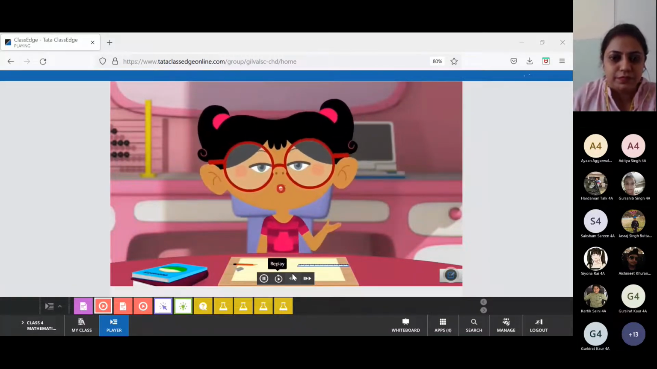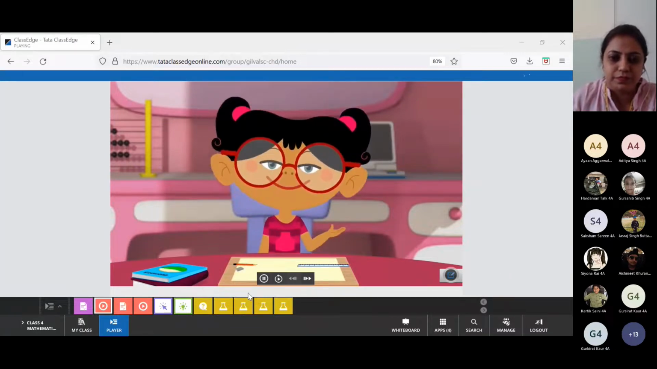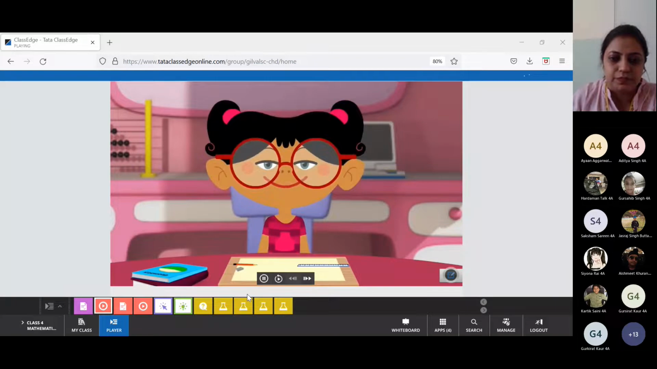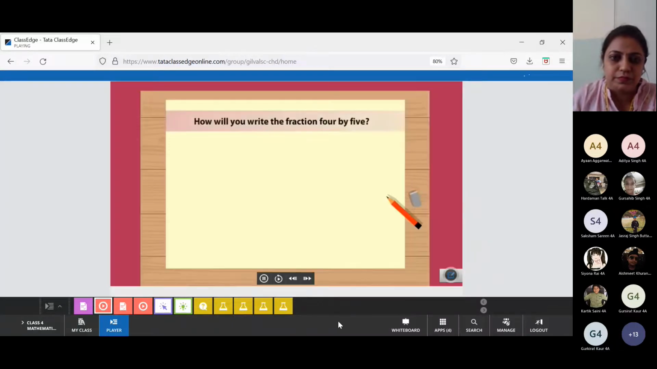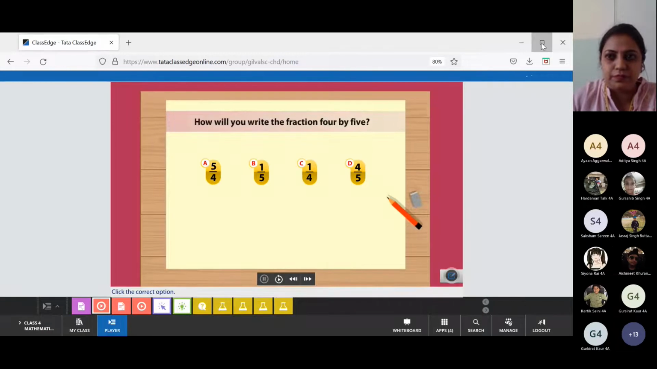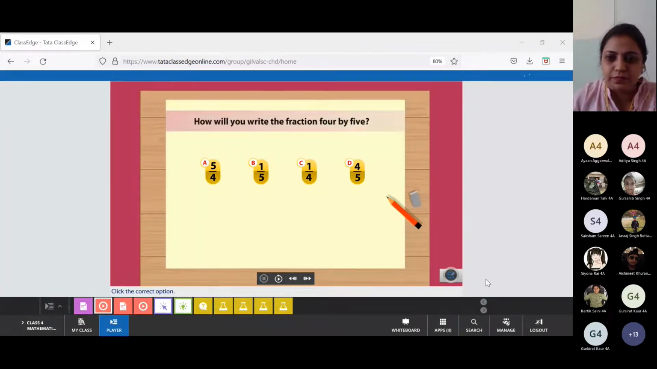Part of a whole. Do you know how fractions are represented? Okay, let me ask you some simple questions. Are you ready? How will you write the fraction 4 by 5?